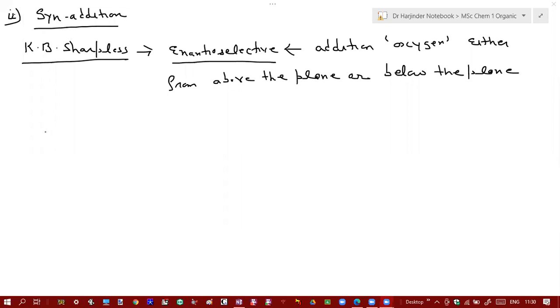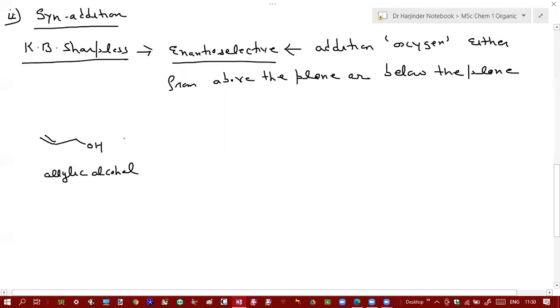Your allyl group is CH2 double bond CH, and the carbon adjacent to the double bond is called the allylic carbon. So you have CH2 double bond CH, this carbon is the allylic carbon, and here you have OH. So this alcohol is an allylic alcohol.